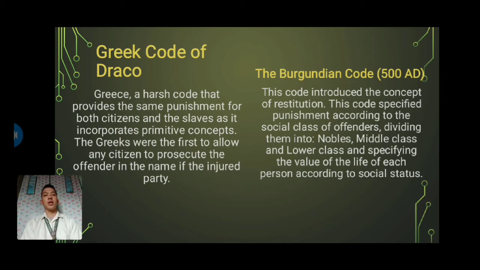So, dumidepende siya sa estado ng buhay. Kung mayaman ka, mas magaan na parusa ang ipapataw sa iyo, pero kung mas mahirap ka, mas mabigat na parusa. Example, kung nagnakaw ka, pwede kang magmulta. At doon sa mahirap, kung nagnakaw ka, putol agad ng kamay.